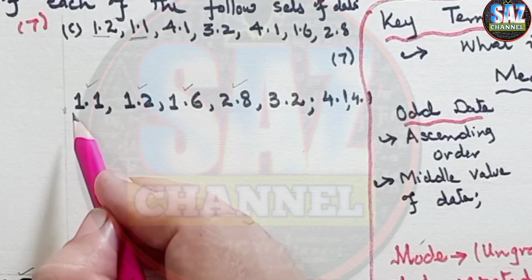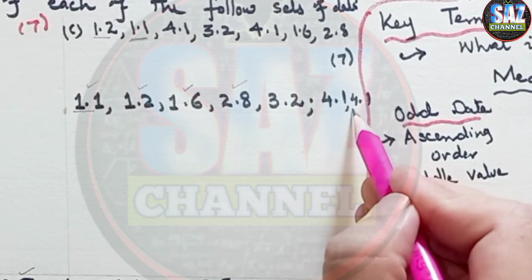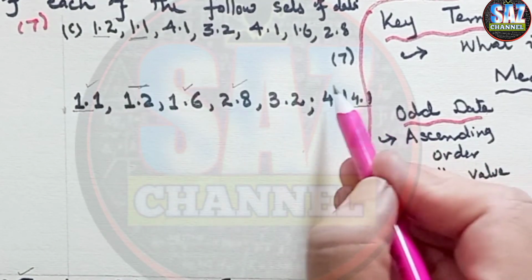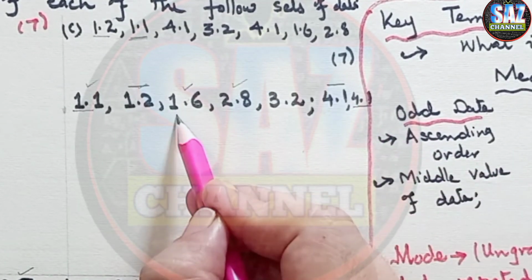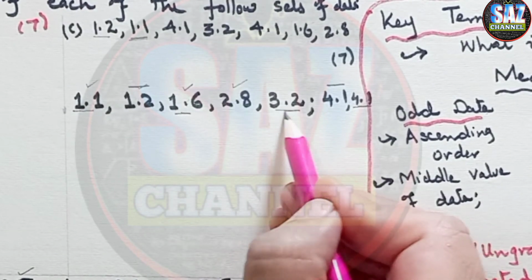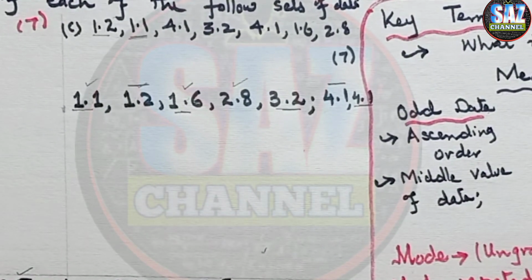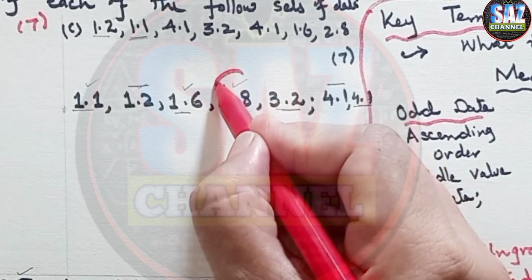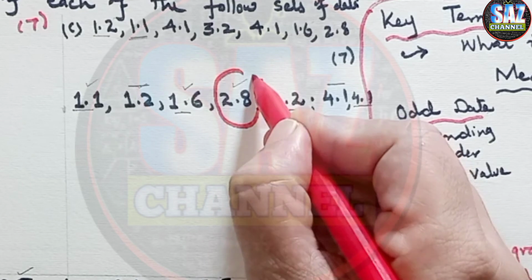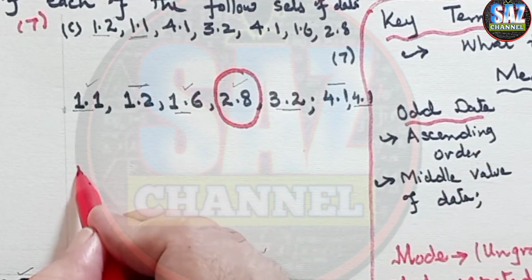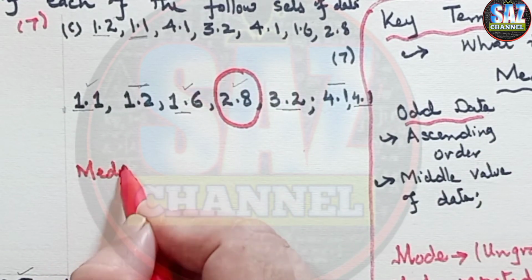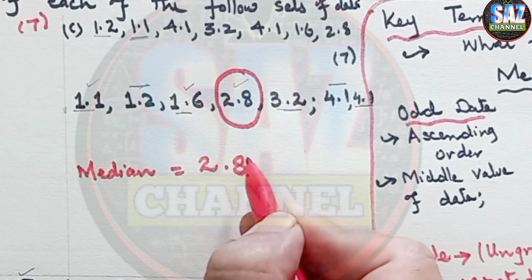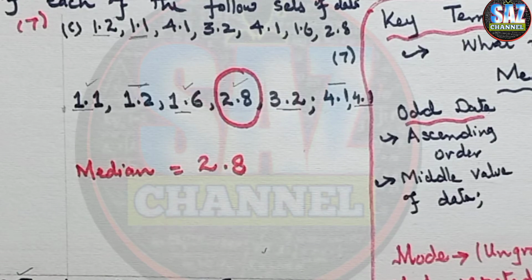And again start cancelling the values from both ends in pairs. Then 1.2 will be going with 4.1, 1.6 with 3.2, and we are left with one central value. Ring up that central value, middlemost value. Okay, 2.8. So the median for this situation is 2.8. Okay, quickly moving to the next question.